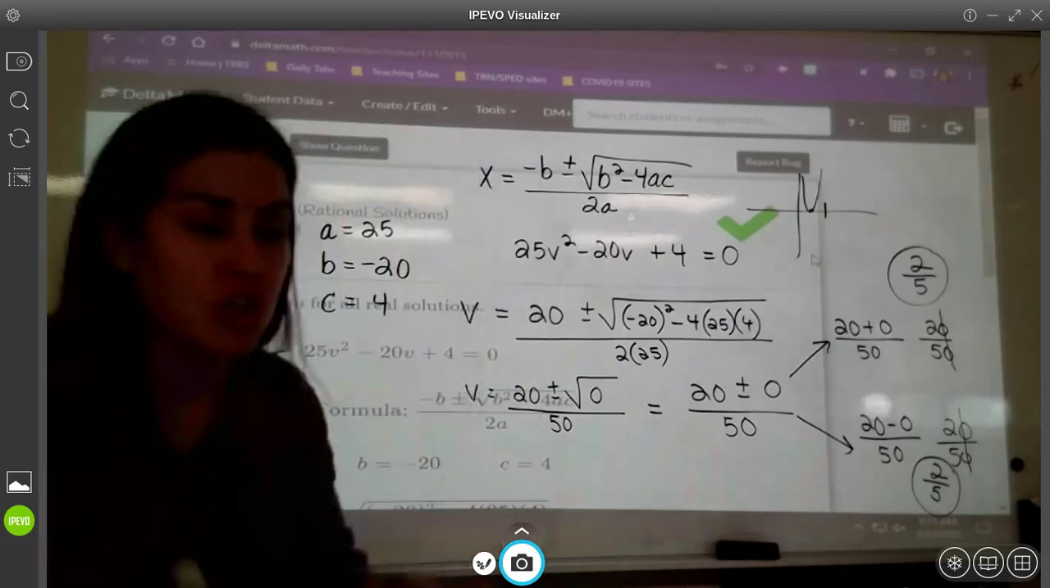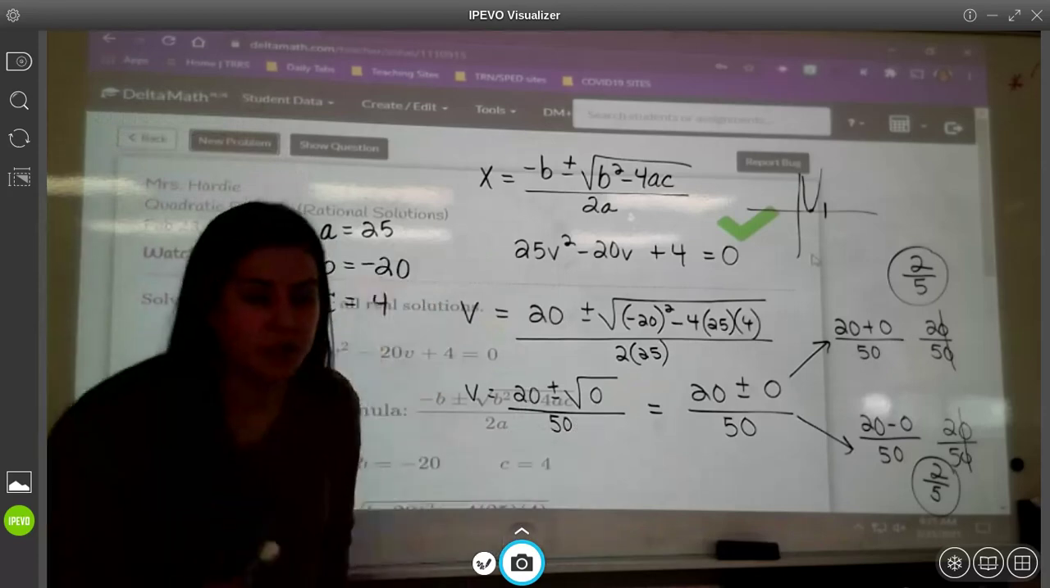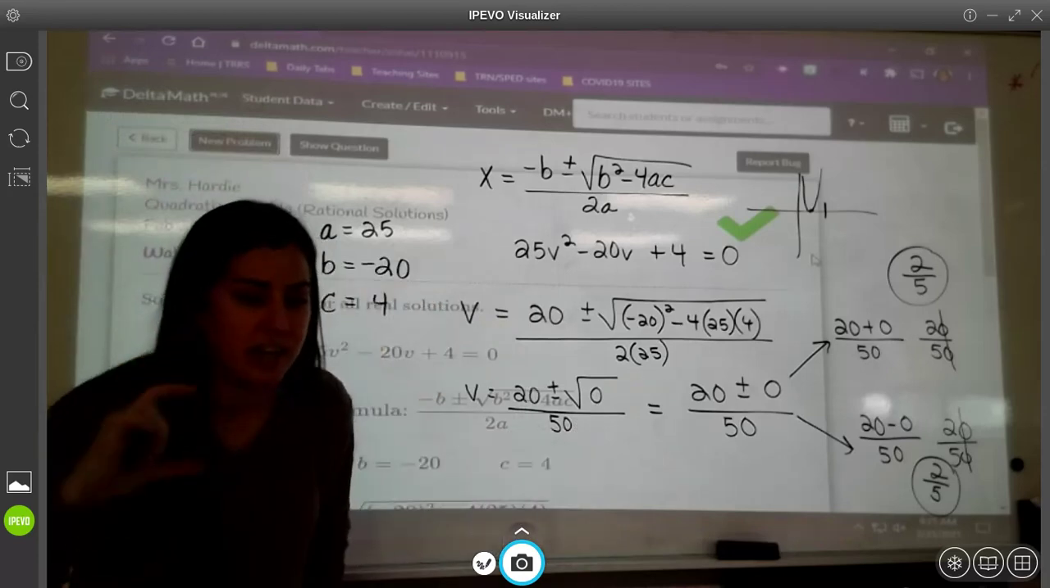Okay. So you're going to get the same answer twice whenever you get 0 underneath that square root. It's just going to create the same answer twice.